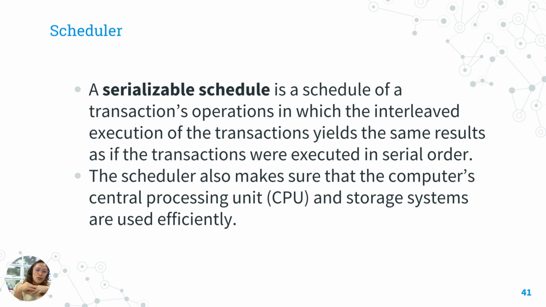Serial order means a sequence like 1, 2, 3, 4. In an interleaved way, it could be 1, 3, 4, 2. But the result from the interleaved way, 1, 3, 4, 2, should be the same as the result you generate when you execute the transactions in serial order, 1, 2, 3, 4. If you have the same result, then that's when we know that your schedule, or your transaction, is serializable.